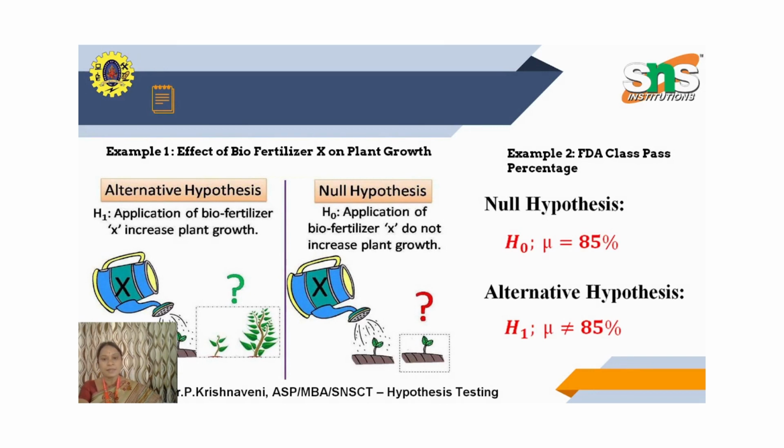And for example, the other one is the null and alternate hypothesis. Say, in this example, we are using a biofertilizer to increase plant growth. Here, our null hypothesis is: application of biofertilizer X does not increase plant growth. This is our null hypothesis, H0, and our alternate hypothesis obviously will be: the application of biofertilizer X increases plant growth. In the null hypothesis it does not increase the plant growth; here it increases the plant growth.